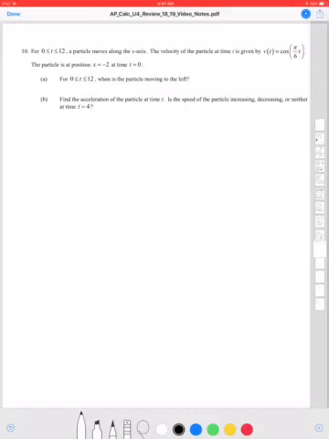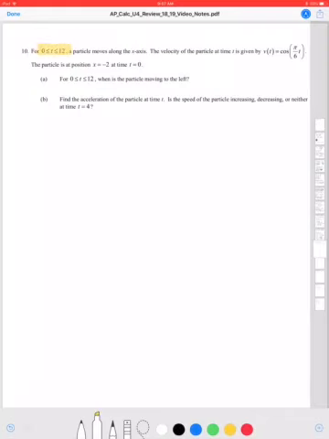Number 10. This is a pretty common type of free response question. For time between 0 and 12, a particle moves along the x-axis. The velocity is given by the function v of t. The particle is at position x equals -2 at time 0. So let's just chat about this for a second.